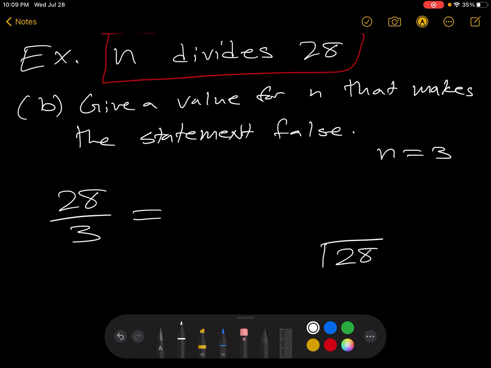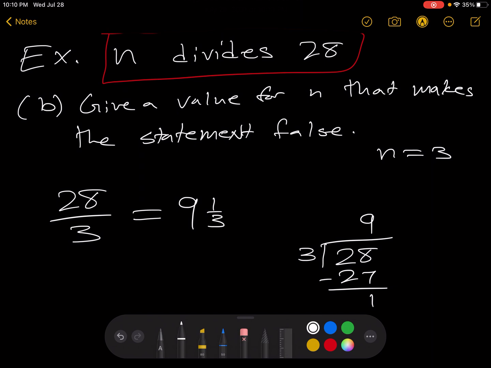28 divided by 3, let's see, that's 9. 9 times 3 is 27. You get a 1, right? So 9 and 1/3. Nine and 1/3, right? This is not an integer.